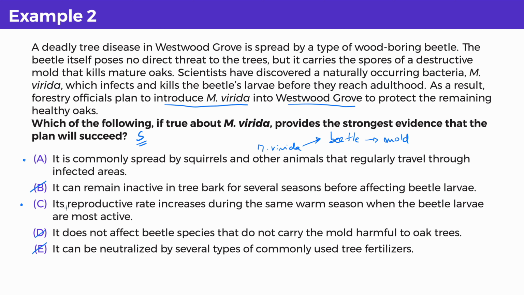So we kept A and C. A was about the spread, and spread especially on infected areas. And we want to preserve the healthy oaks, so regions that are not infected yet. And C talks about the number of bacteria that is increasing at the same time as we have more beetle larvae. So if we want to use the strongest evidence for the plan to succeed, answer choice C would be the best one. Spread doesn't mean that it's going to kill the beetle larvae.